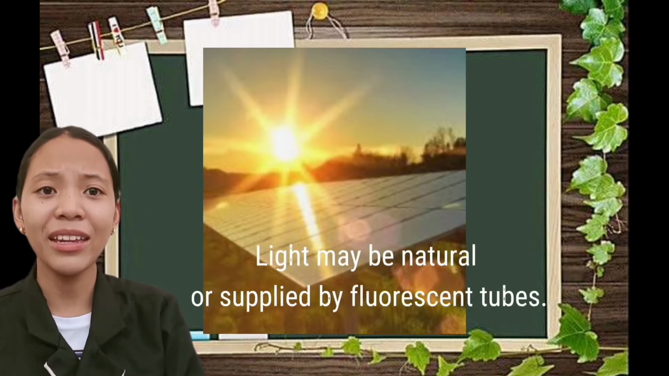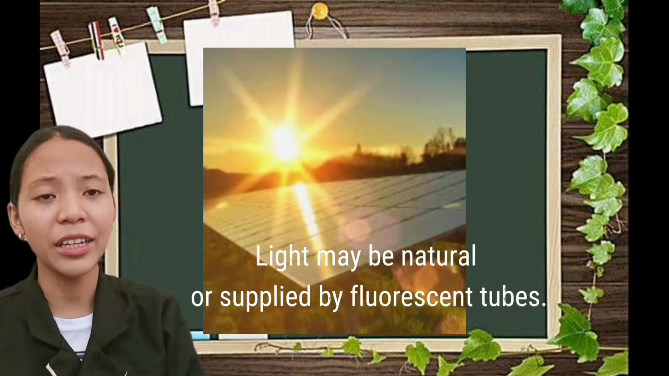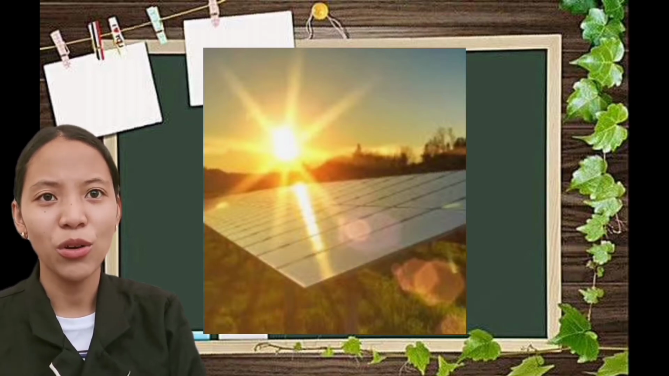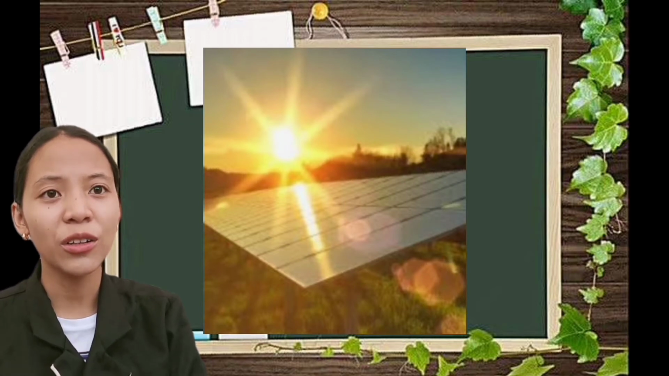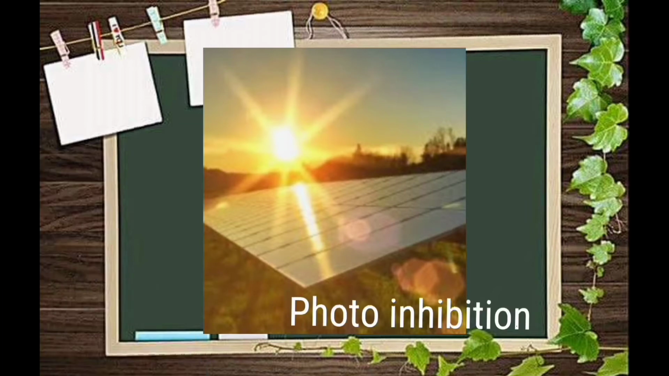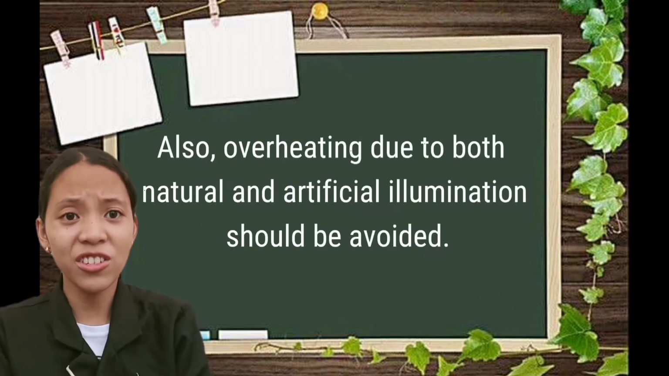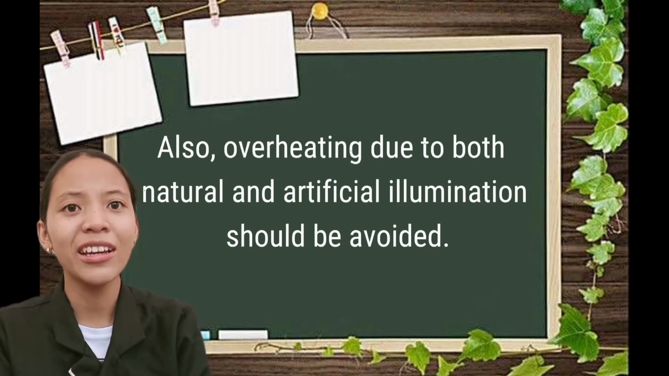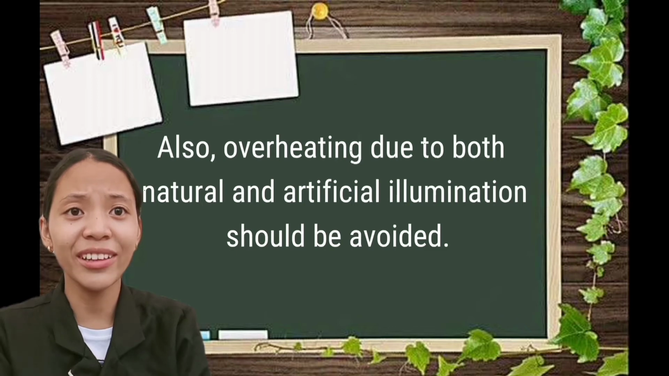Light may be natural or supplied by fluorescent tubes. Too high a light intensity, for example, direct sunlight, a small container, or being close to artificial light, may result in photoinhibition. Also, overheating due to both natural and artificial illumination should be avoided.